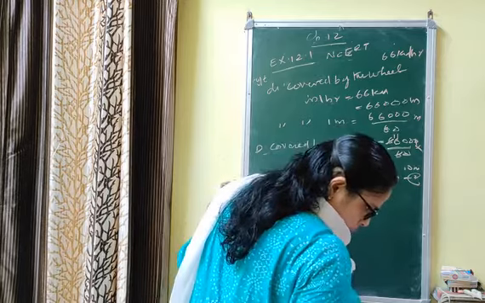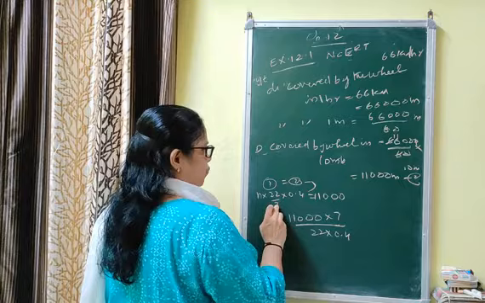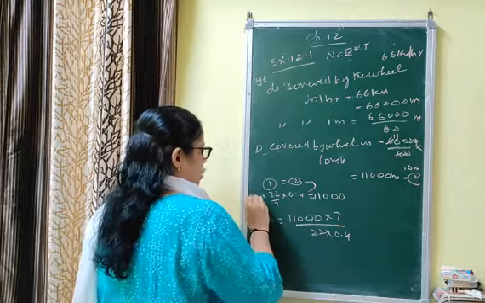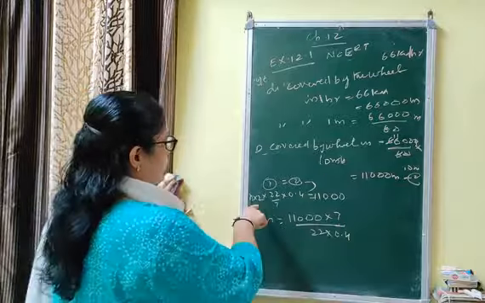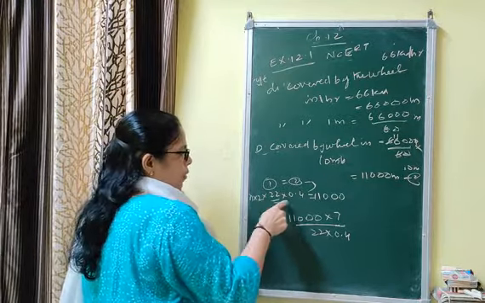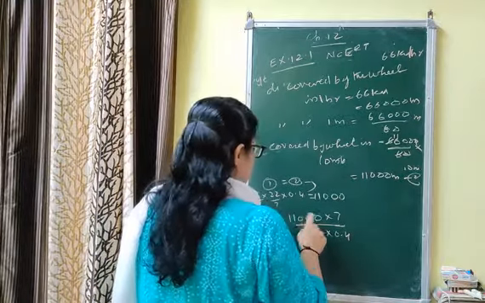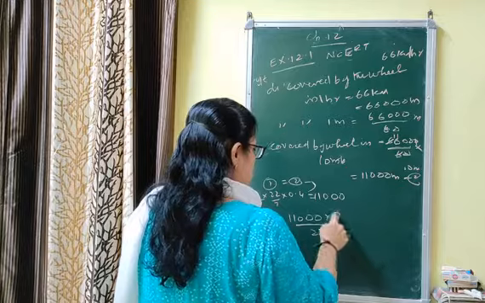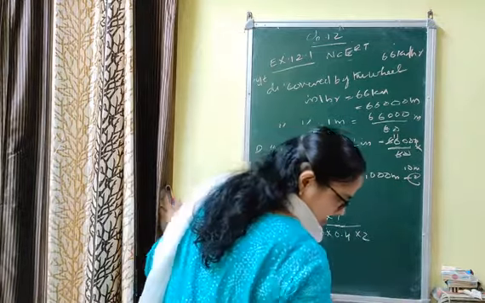Let me check once more. 2 pi r, one thing we forgot: n into 2 pi r. 2 pi r will come; we forgot to write 2. If you did not write 2 in the previous step, write it now. n into 2 into 22 by 7 into 0.4 equals 11,000. Therefore, n is equal to 11,000 into 7 by 22 into 0.4 into 2.